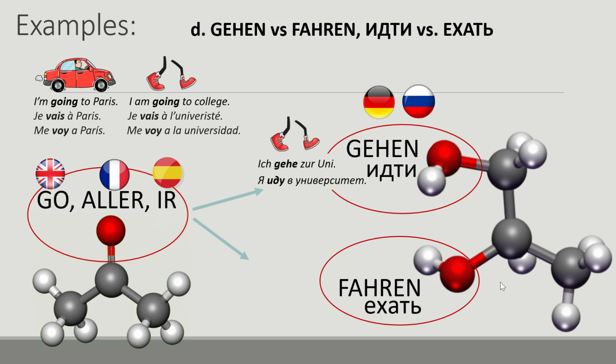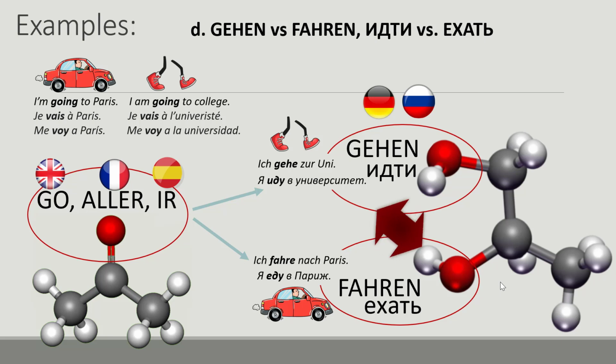Ich gehe zur Uni, ya idu v universitet, ich fahre nach Paris, ya yedu v Parizh. That is because in German and Russian language systems, the verbs referring to motion on foot are opposed to the verbs referring to motion by means of transportation. Gehen, fahren, idti, yekhat. One more example.